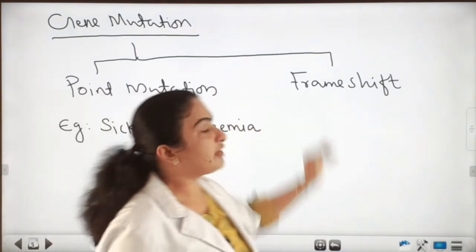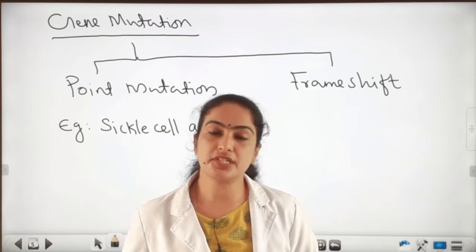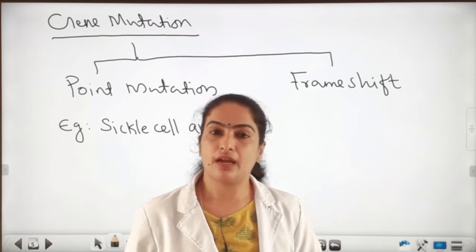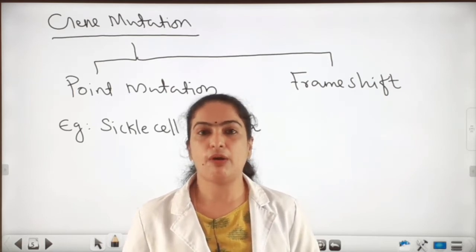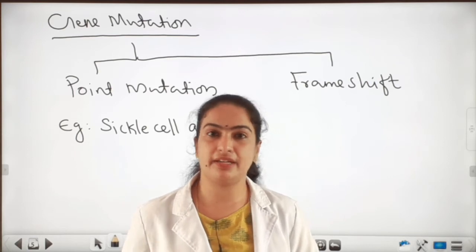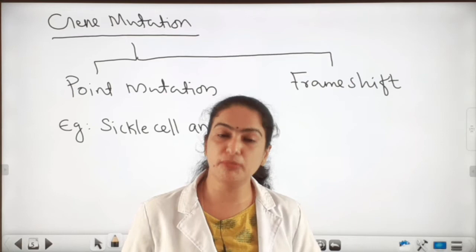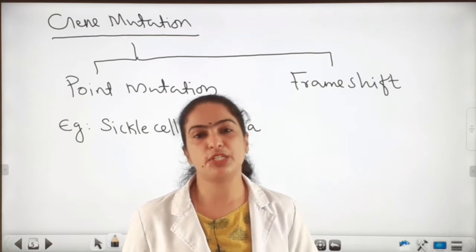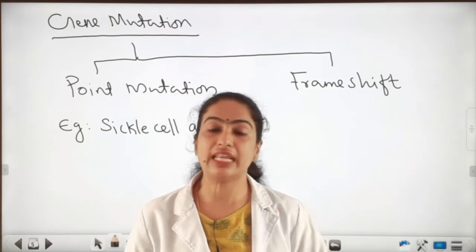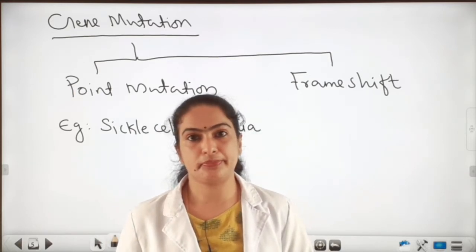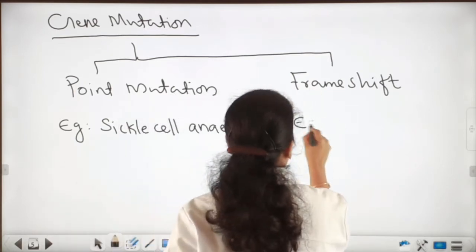Next, frame shift mutation. Frame shift mutation means the mutation occurs in the base pair due to the deletion or addition of base pair. If any base pair is added to the segment of DNA, or if any base pair is removed or deleted from the segment of DNA, that causes frame shift mutation. So that causes change in the reading frame of the segment. So that is called a frame shift mutation.